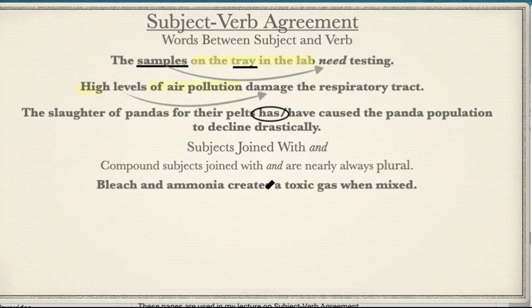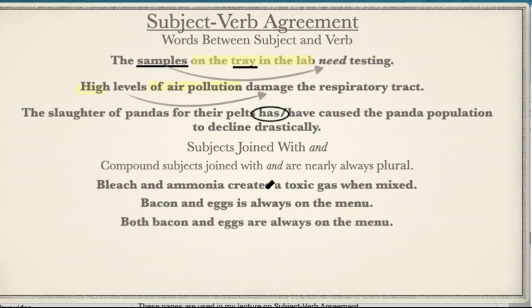Okay, sometimes the parts of a compound subject form a single unit, like, say, bacon and eggs on a menu. A sentence with a single unit, bacon and eggs, could sound something like this. Bacon and eggs is always on the menu. If, on the other hand, we said both bacon and eggs, the sentence would be: both bacon and eggs are always on the menu.